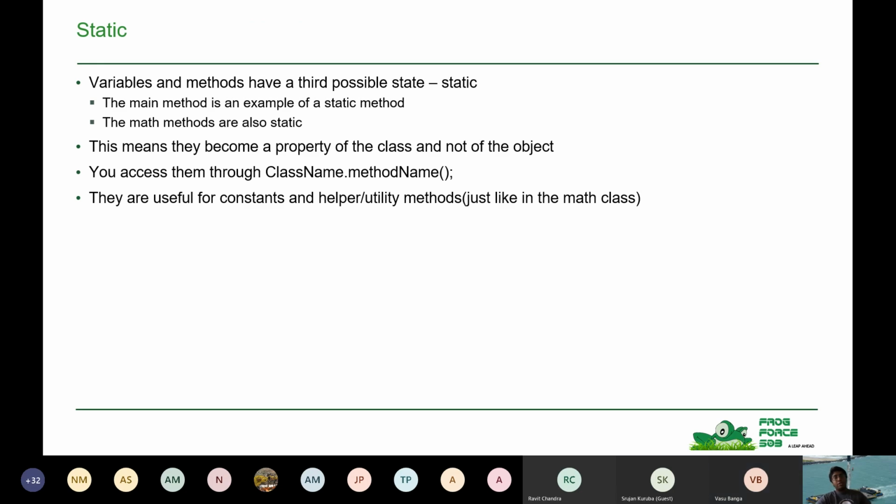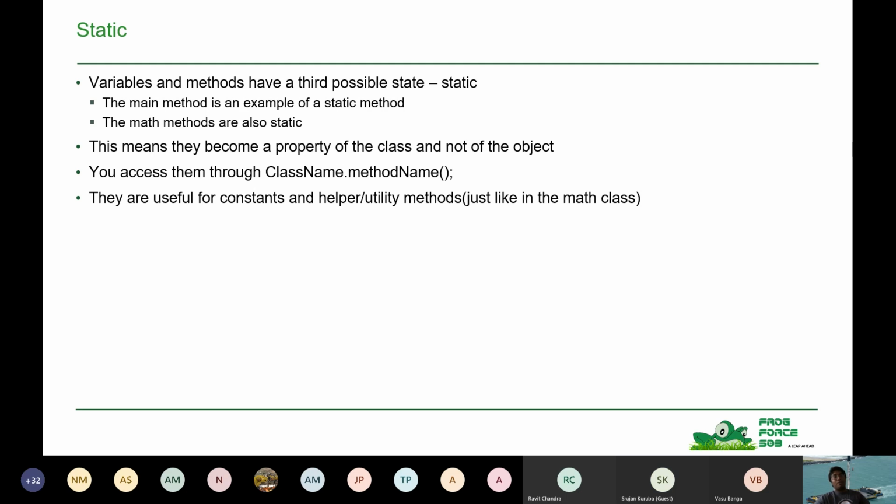So variables and methods also have a third possible state, and it's called static. We don't use it as much, but it is pretty useful. Last class I told you that all methods started with public static void or public static int, right? The reason we did static is because static allows a method to be a property of a class and not just an object.